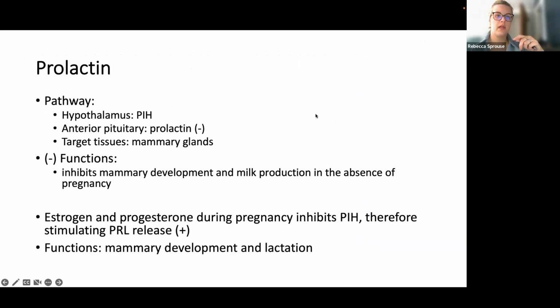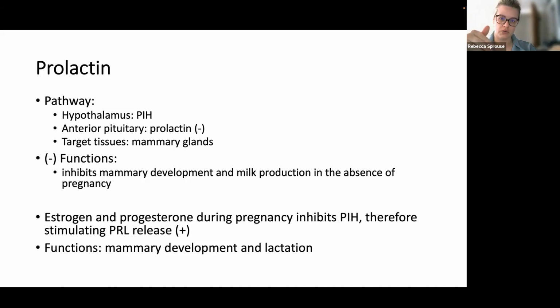All right, the next one is prolactin. And so with prolactin, it is inhibited in non-pregnant individuals until an individual is pregnant and needs to start producing milk. And so the hypothalamus is constantly releasing PIH, prolactin inhibiting hormone, in a non-pregnant individual. And this tells the anterior pituitary to suppress prolactin release. And ultimately, prolactin targets the mammary glands. So in a non-pregnant individual, we're inhibiting mammary development and milk production.